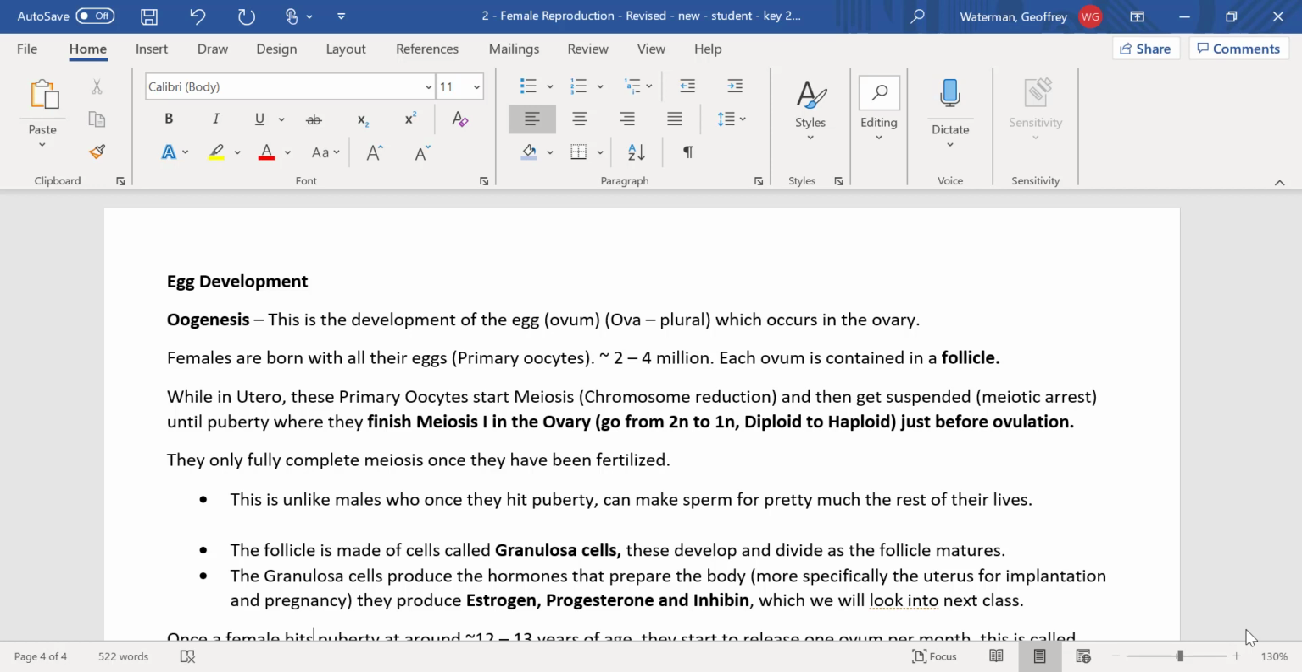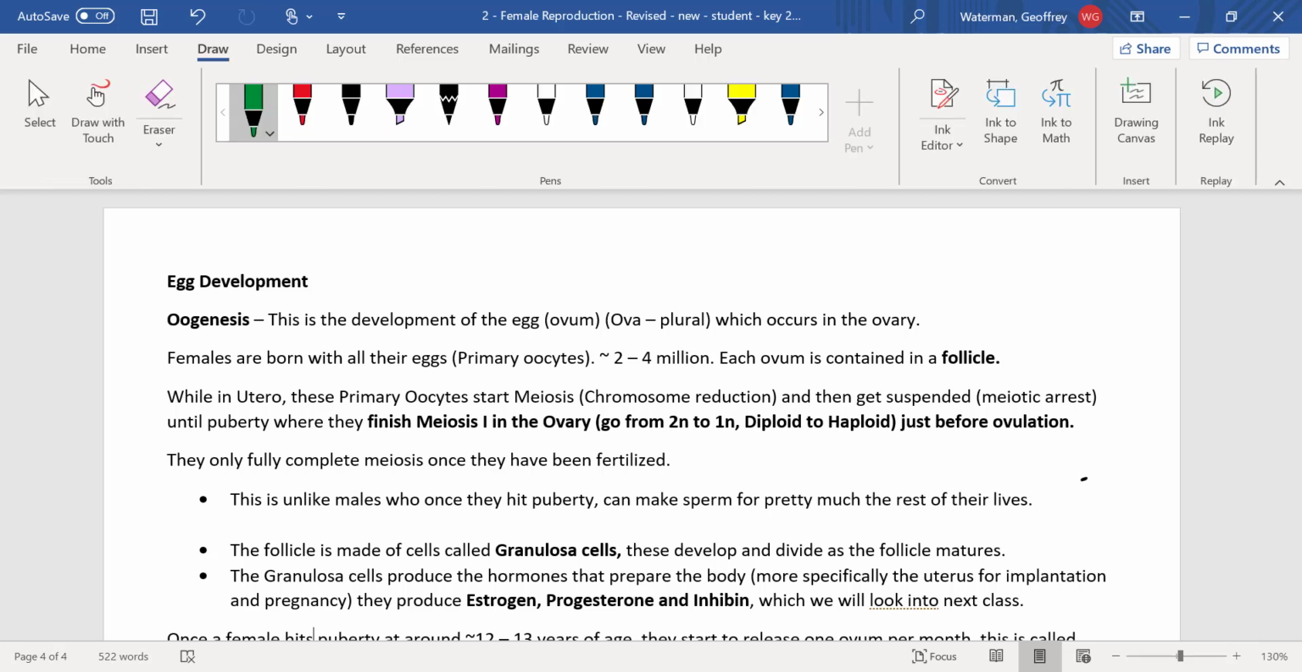Now, what happens is they start meiosis in utero, and then they get suspended in this thing called mitotic arrest until puberty, where they finish meiosis 1 in the ovary. They go from a 2N to 1N or diploid to haploid just before ovulation, all right? And then they only fully complete meiosis 2 once they've been fertilized. This is really important, and this is different than men. So when the egg is fertilized by a sperm, that's when it finally goes through meiosis 2 and it gets fully reduced down to one primary oocyte. This is unlike males who, once they hit puberty, they can make sperm for pretty much their entire life.